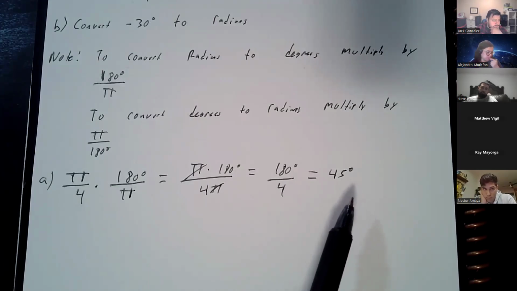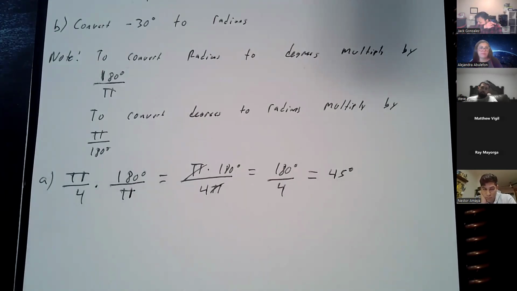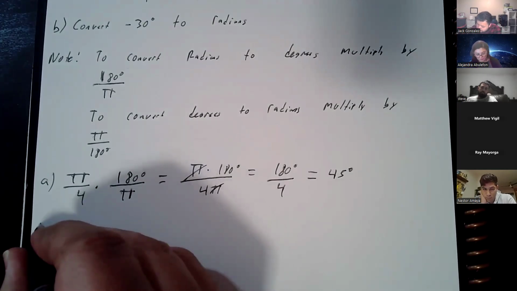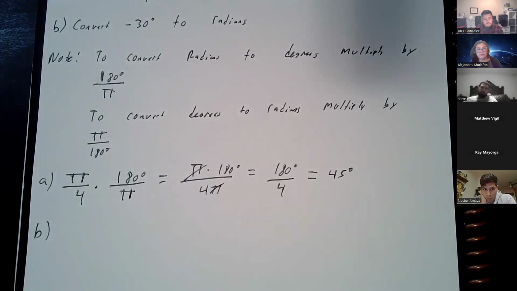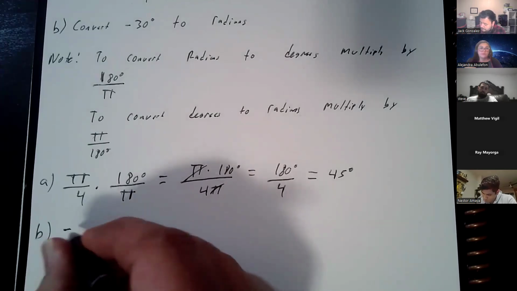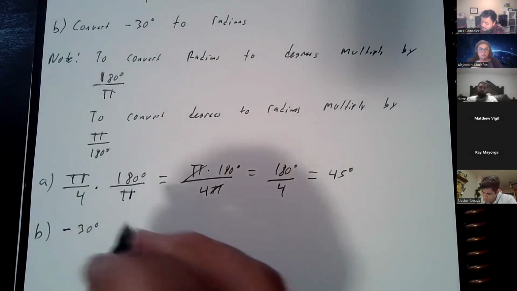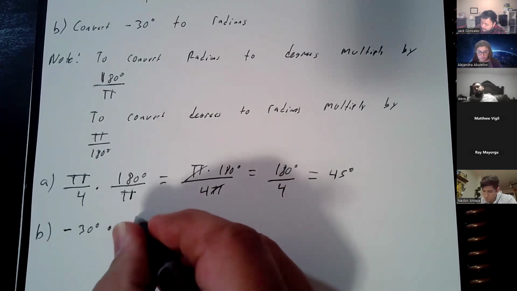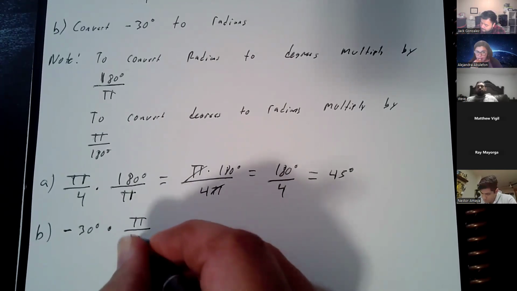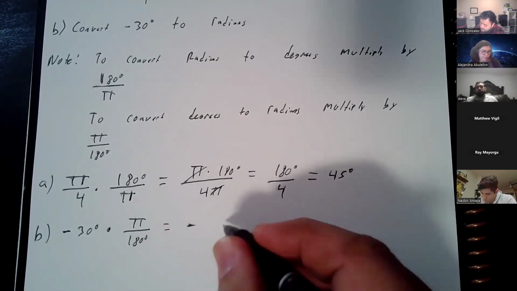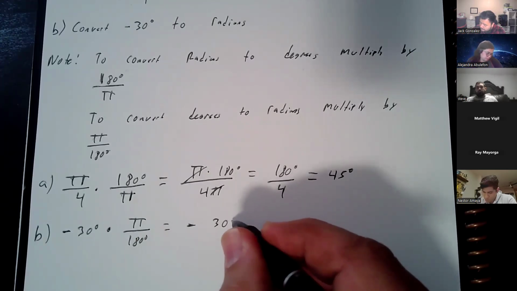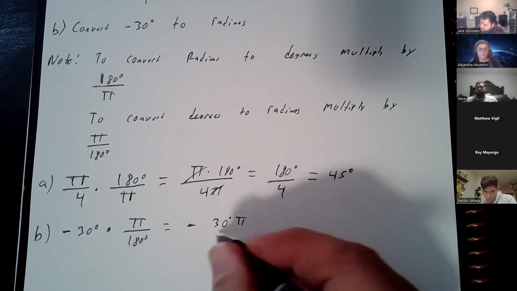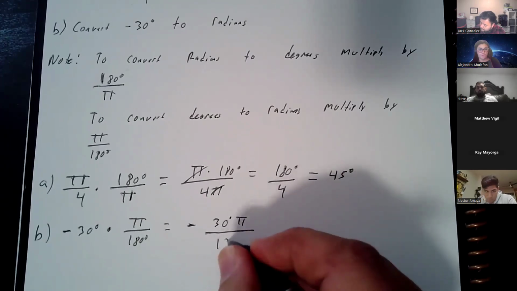And I'm going to send you a unit circle in a bit that you can use whenever you want. It'll have both conversions. Any questions on the multiplication? Okay, just let me know. So for 30 degrees, we need to multiply by pi over 180, which will be negative 30 degrees times pi over 180.